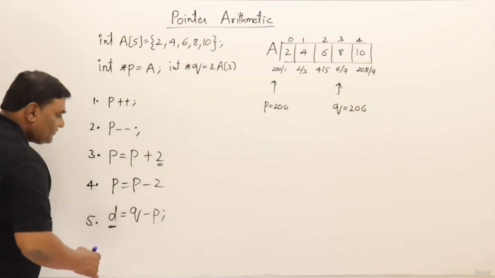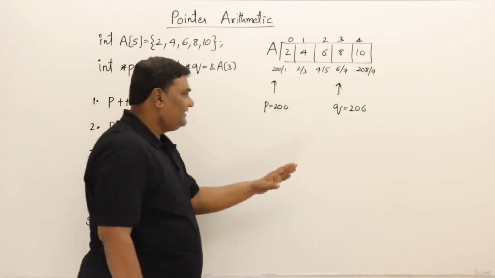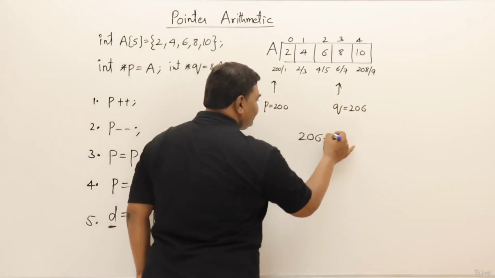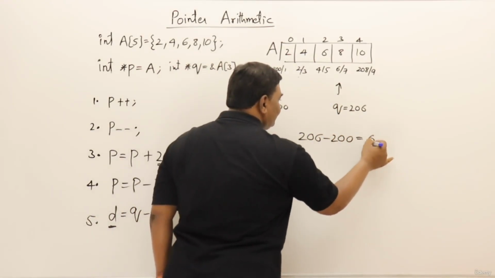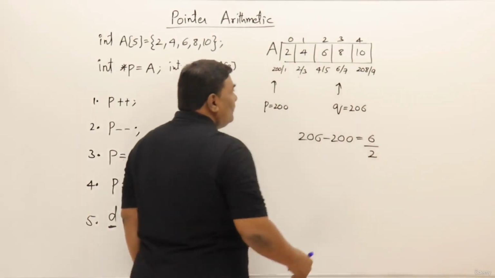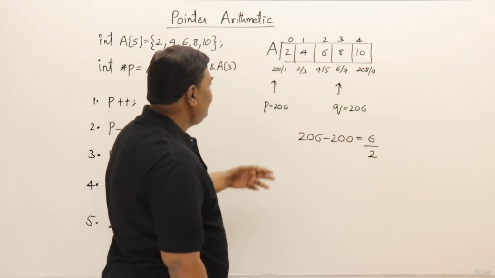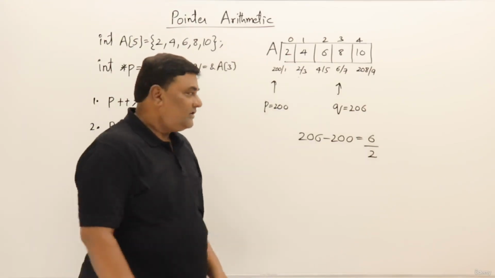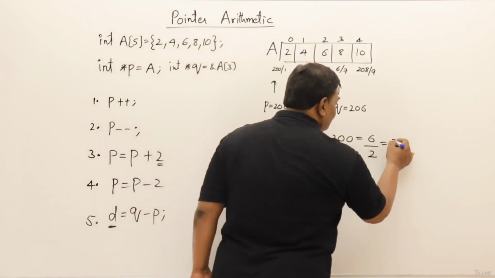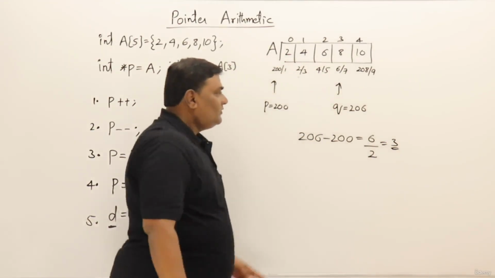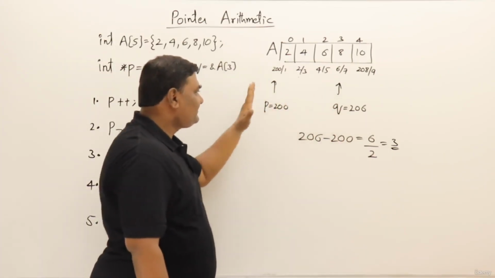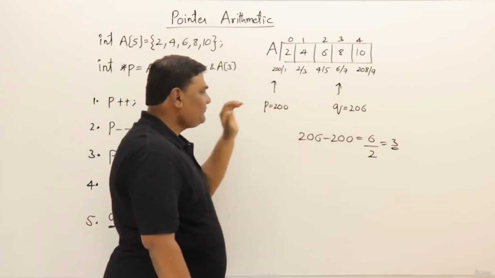So what is the result? What happens when you subtract two pointers? Q minus P, that is 206 minus 200. This will give 6, but divided by 2. Why are we dividing it by 2? Because these are integers and their sizes are 2. So the answer is 3. So what is this 3? This shows that this pointer is 3 elements away from this pointer.